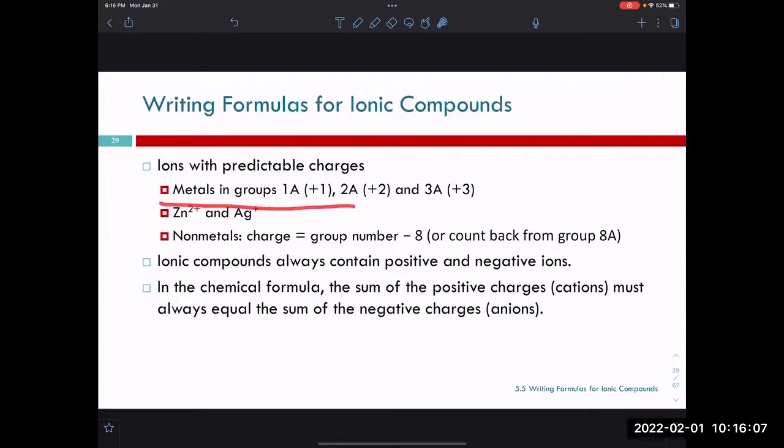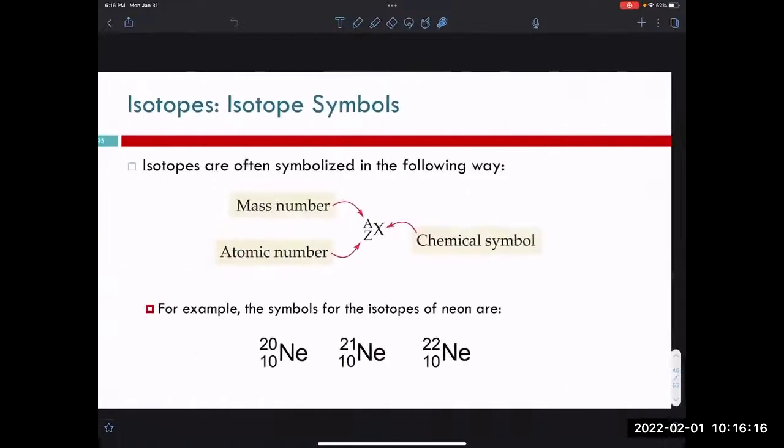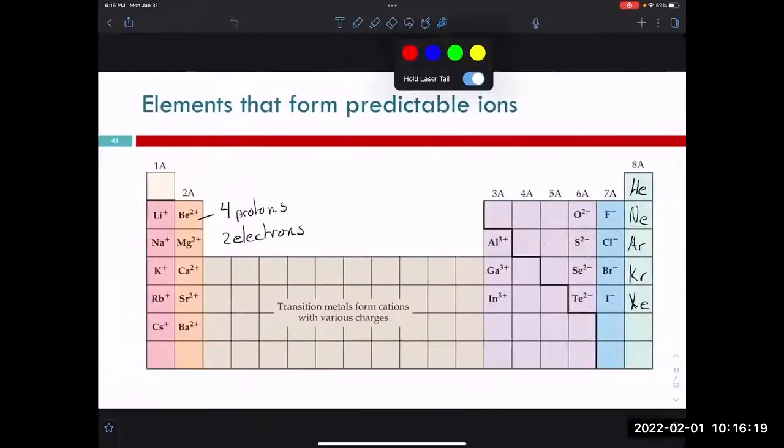So metals in groups 1A, 2A, and 3A. I kind of want to go back to this one. We have 1A, 2A, and 3A, predictable, where 1A is a 1+ charge, 2A is a 2+ charge, 3A is 3+. So it's the same as its group number when we're using the main group numbers. So 1A, 2A, 3A.